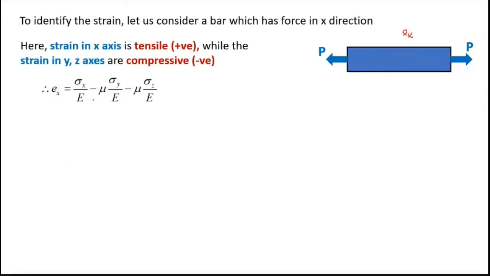This indicates the strain in x direction, the strain in y direction, and the strain in z direction. When I write it like that straight away, you may feel a little confused. We know that stress by strain is Young's modulus. So I find the strain: my strain will be stress by Young's modulus.